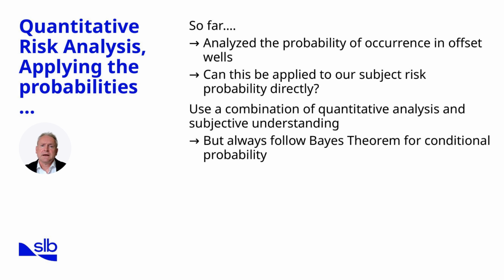A key tool here is Bayes' theorem. In plain terms, Bayes' theorem allows us to update the probability of an event happening as new information becomes available. For example, if offset wells show a 20% chance of lost circulation, but our subject well is drilled in a zone with different pore pressure trends, we must adjust the probability accordingly. By combining quantitative data with engineering judgment, we create a more realistic risk profile. This balanced approach acknowledges both the value and the limitations of historical data.